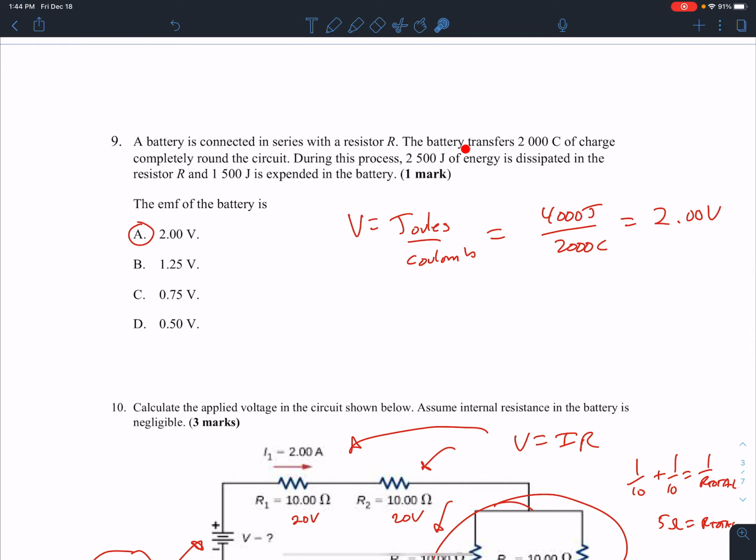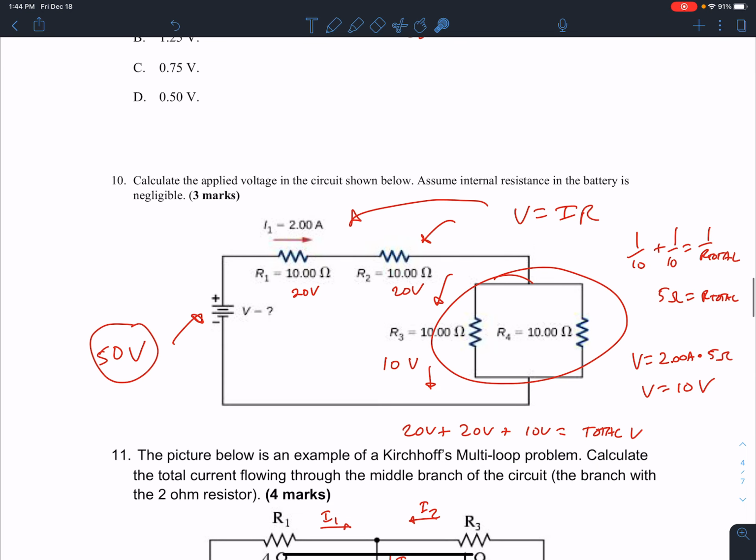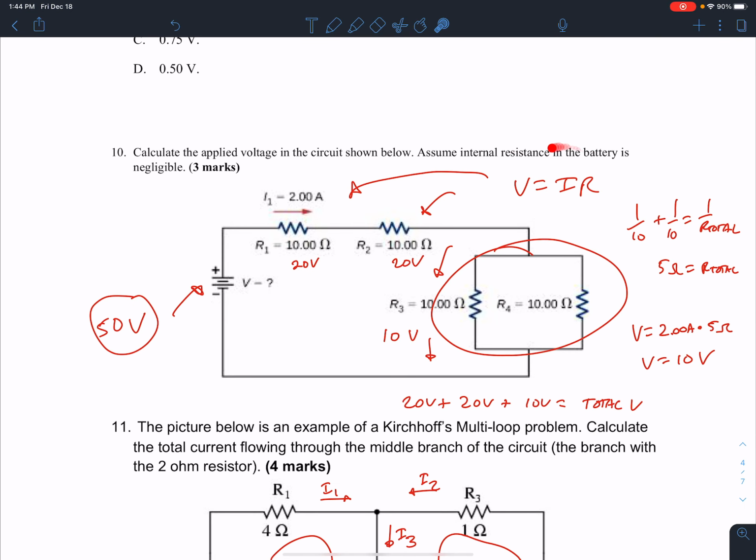This one, you just had to recognize you had to add the energy, internal and external, to get the total energy of the battery divided by the charge would give me my voltage. And this one, rather simple, you just had to apply V equals IR to calculate the voltage at each resistor. So if I know the current and I know the resistance, if I multiply them together, that'll tell me the potential difference that is being used up there.